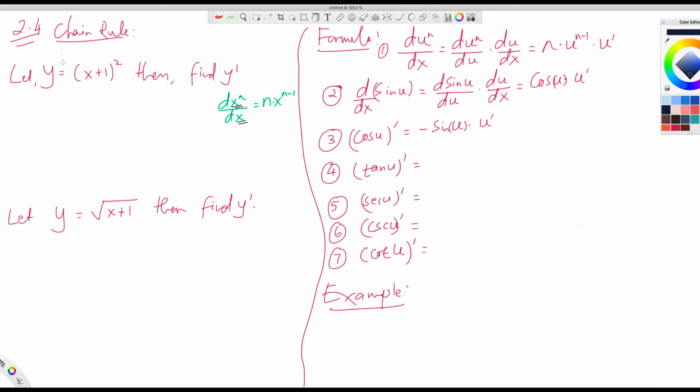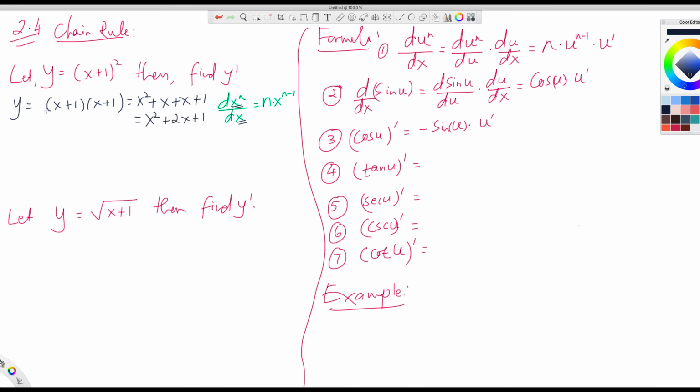Let us take an example. If y equals (x plus 1) squared, how do you find y prime? For this one, it was not a bad problem because you can just FOIL it. You can write x plus 1 times x plus 1. So before you find the derivative, you just simplify it. If you FOIL this, x times x is x squared, plus x times 1 is x, plus 1 times x is x, plus 1 times 1 is 1. So you get x squared plus 2x plus 1.